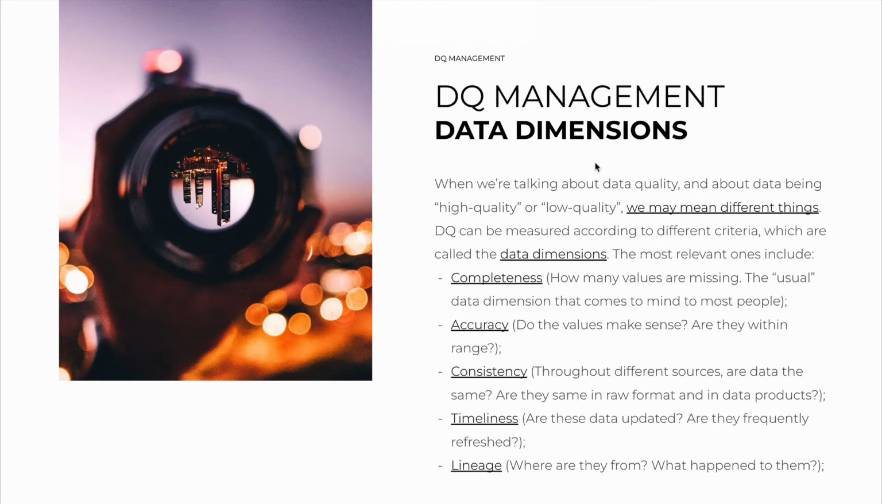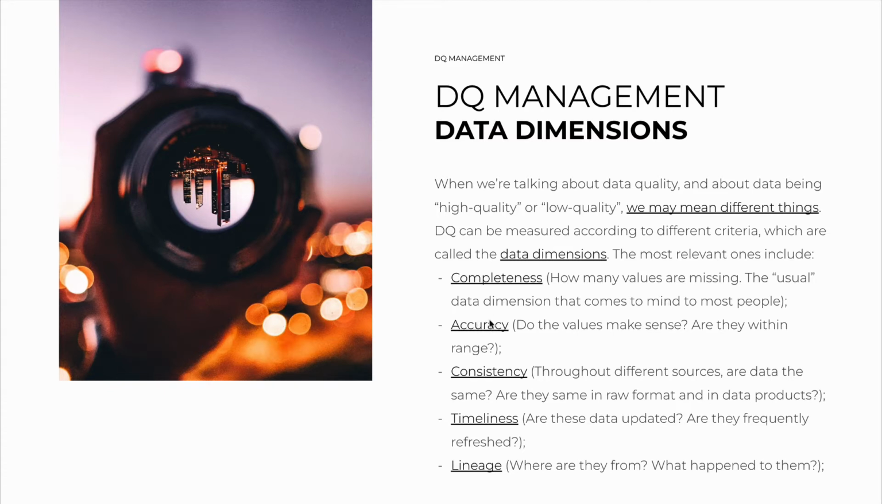When we're talking about data quality and about data being high quality or low quality in specific, we may mean different things. And this is because data quality can be measured according to different criteria, which are known as the data dimensions. The most relevant data dimensions include, first of all, completeness. That is, how many values are missing. This is the quote-unquote usual data dimension that comes to mind to most people when they talk about data quality. What are we missing in this data set?